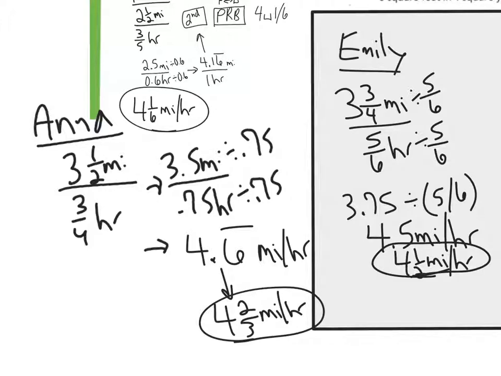So now we can compare these three: 4 1/6, 4.5, 4 2/3. Just using reasoning, Anna's is the only one where the 2/3 is over half; 1/6 is less than half, and half is equal to half, obviously. So 4 2/3 would have to be the fastest, so we could say that Anna is the fastest runner. So this gives you an idea of how to work with unit rates with ratios of fractions.